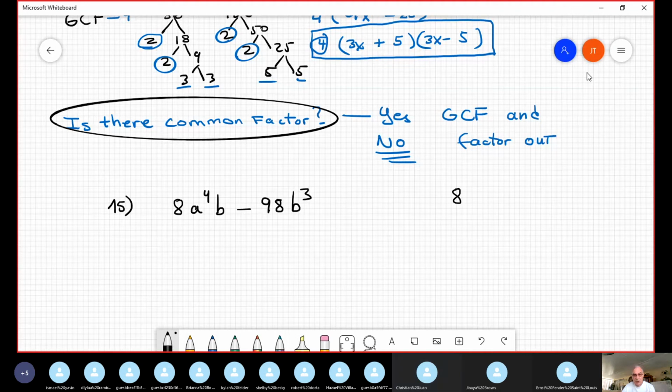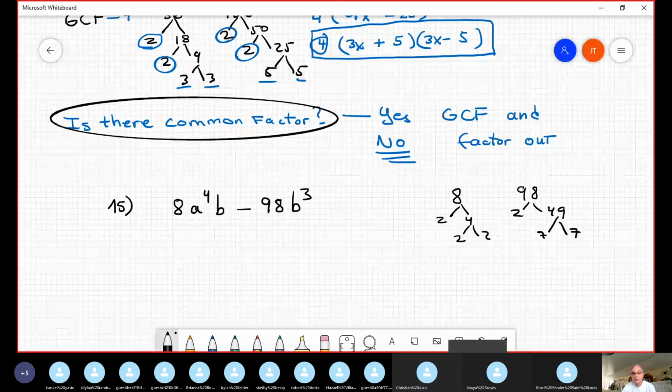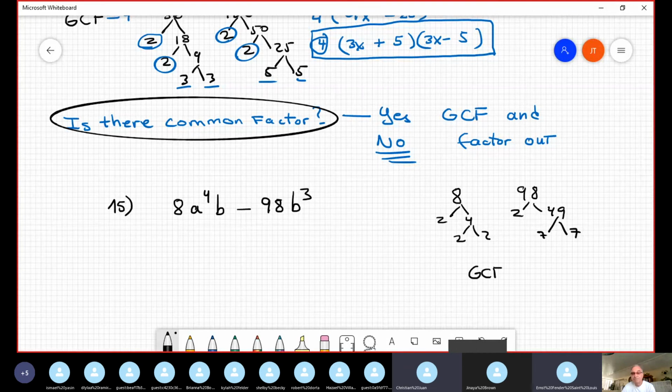You take 8 and 98. Divided by 2, 4. Divided by 2, 2. And 98 divided by 2 is 49. And for 49, the only possibility is 7 and 7. So what is my GCF in this case? It's 2. Only 1, 2. You factor out 2.